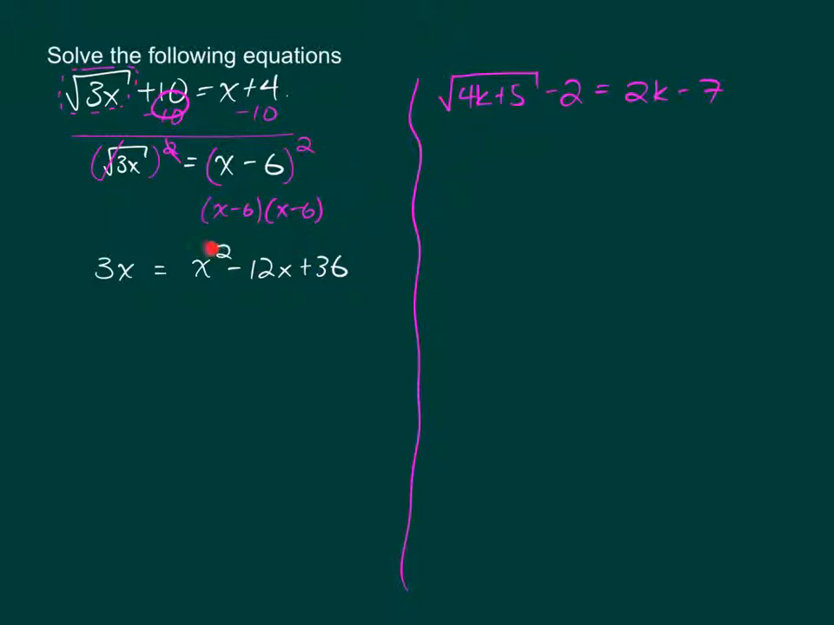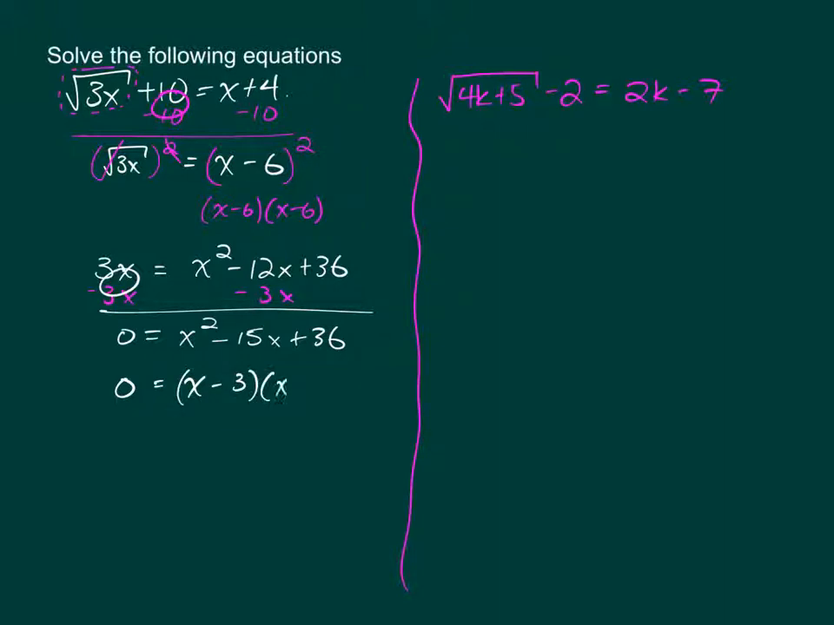So now you can see we have a quadratic equation, so we need an equals 0, so minus 3x from both sides, and this gives us the new equation 0 equals x squared minus 15x plus 36. Generally speaking, if you are working through a square root equation and you get something quadratic, it will factor. So here is how this factors. This turns into x minus 3 times x minus 12.